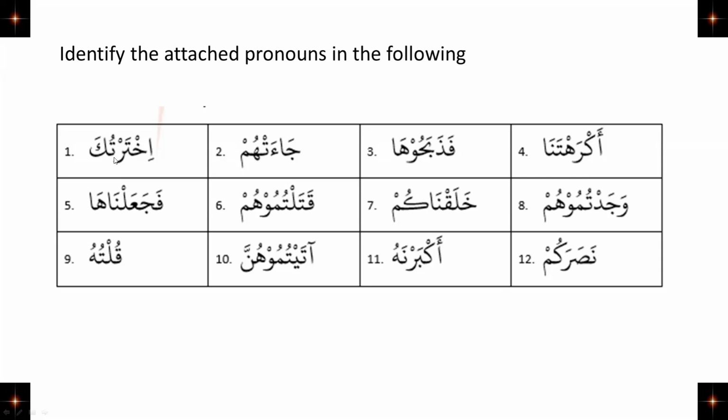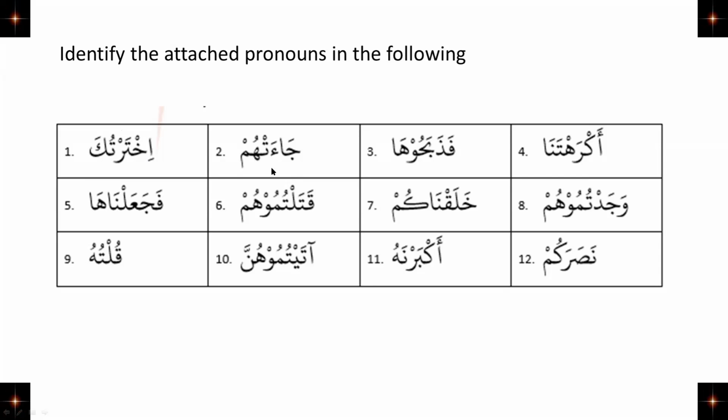Ikhtartu, I. Ikhtar, ka, you. So I ikhtar you. I chose you. Okay. You see how I detected that "I" is from the tu, because tu is an attached pronoun for ana. So remember your attached pronouns.